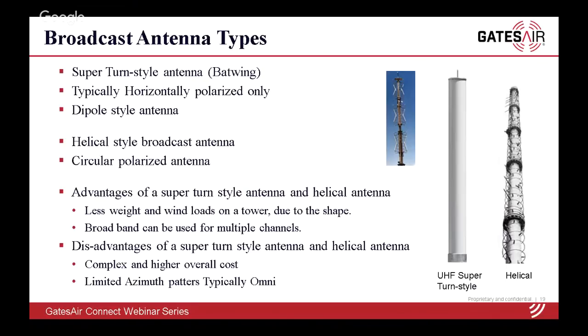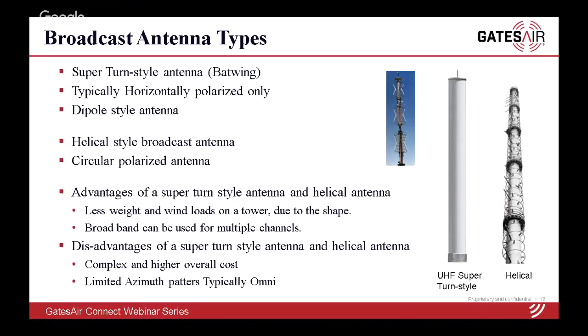So there are other antennas out there. There's thousands of different styles of antennas that you can find. A couple of them that we use commonly in broadcast: super turnstile antenna or a batwing. Those are typically horizontally polarized, and it's still a dipole antenna. Now, the one thing about patterns is you're limited on the number of patterns that you can have for a super turnstile or batwing style antenna. But they can do them in low band, mid band, high band, and also in UHF.